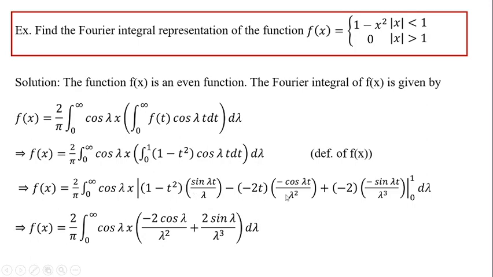Let's see what is the situation for the remaining terms. When I put the lower limit, again this will get reduced to 0, whereas for the upper limit, this will give us the form minus of cos lambda upon lambda square. So that I have written here. Again, if I put the lower limit, that is t as 0, sine 0 is 0. So for the lower limit this will vanish, whereas for the upper limit this will take the form plus 2 times sine of lambda upon lambda cube. So this is what I have written here. Now this is nothing but called a Fourier integral representation of the function.